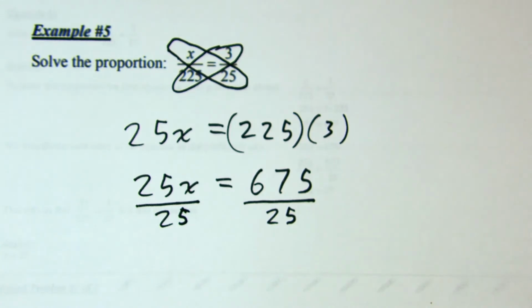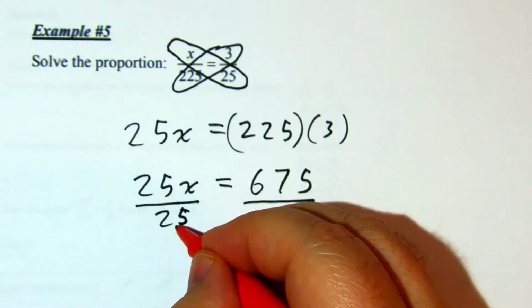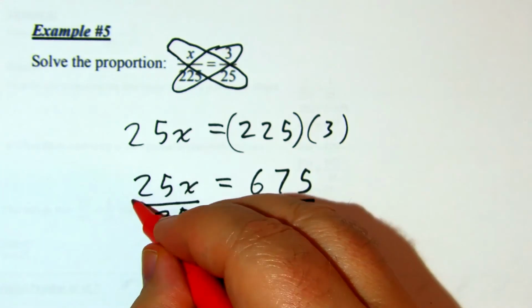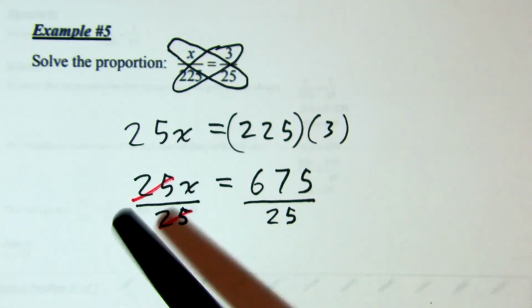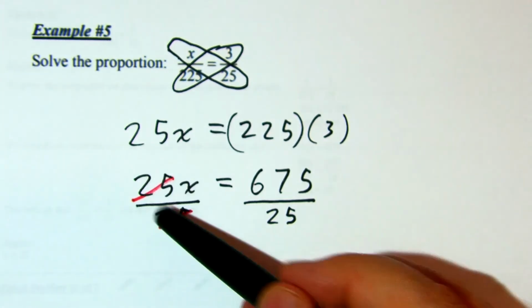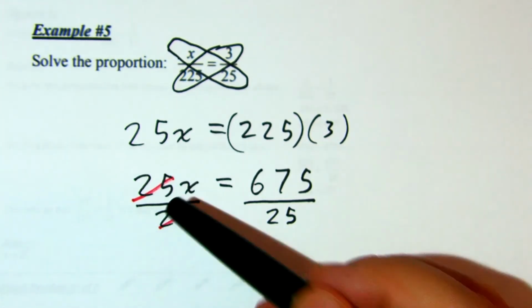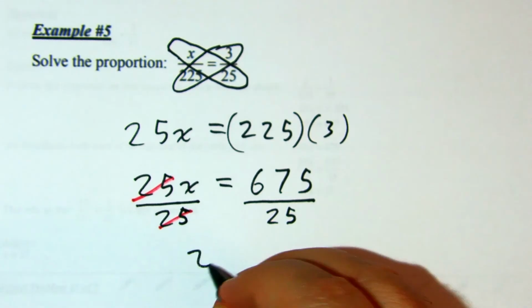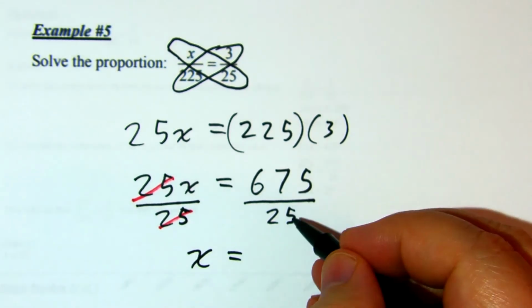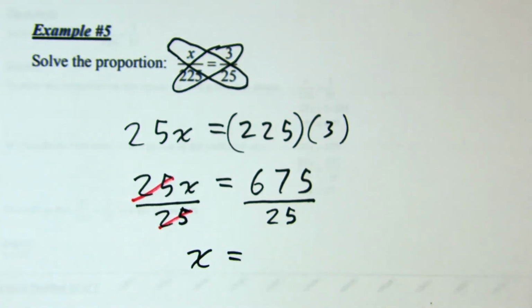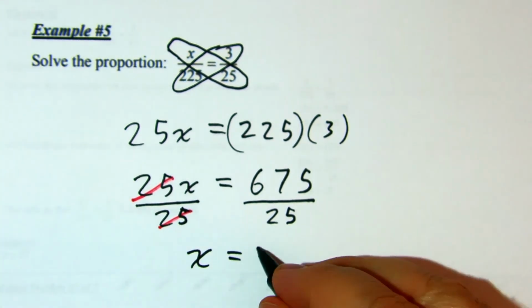25 divided by 25 is 1. So we can just say they cancel, because if they divide to give you 1, 1 times x is just x. And so x equals, and then we just let our calculator do the work over here, and that works out to be 27.